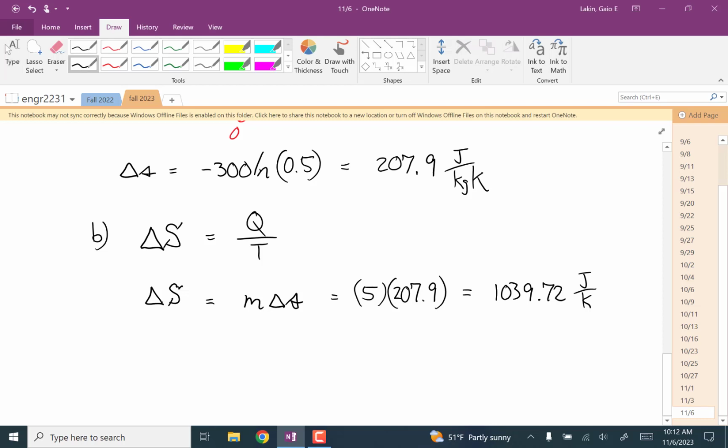The temperature is constant, so 1039.72 is equal to the total heat transfer divided by the Kelvin temperature of 370 Kelvin. And so the heat transfer is about 0.39 times 10 to the 6th joules.